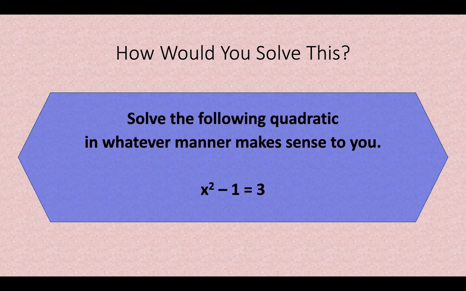So let's start out with solving. Solve the following quadratic in whatever manner makes sense to you. So we've got x squared minus 1 equals 3. Give that a shot, see what you can do. Come back to me when you have something.